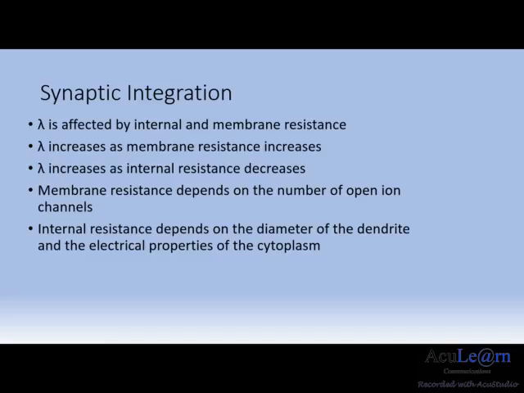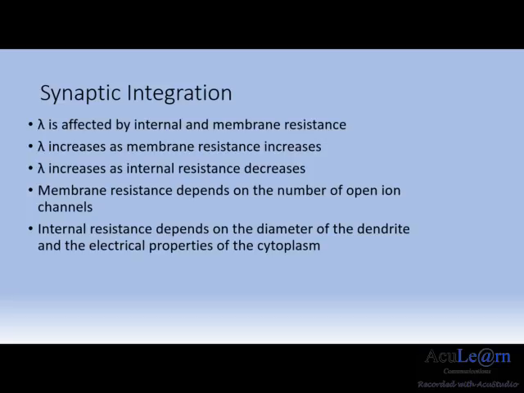Lambda itself is dependent on two factors: the internal and membrane resistance. The membrane resistance depends on the amount of open ion channels. A higher number of open ion channels results in a lesser membrane resistance. If there is a greater number of open ion channels, the synaptic current, which prefers to take a route with lesser resistance, might leak out of the membrane, resulting in a shorter distance in which the depolarization can spread. As such, lambda increases as membrane resistance increases with lesser open ion channels.